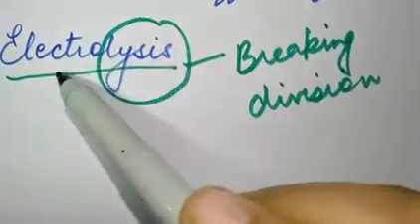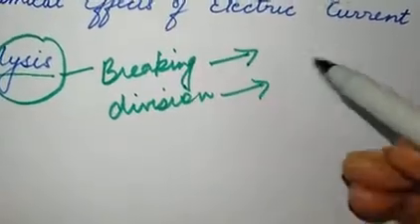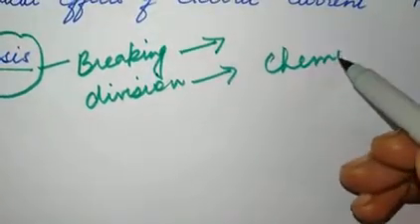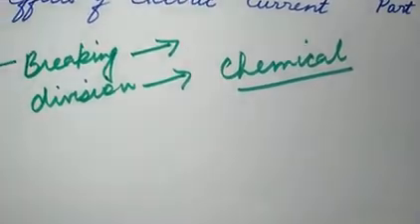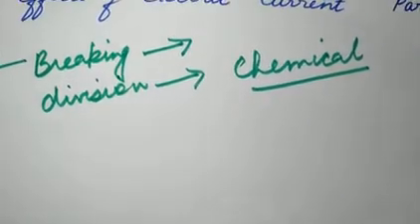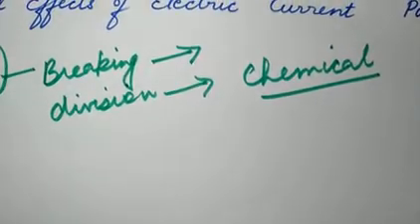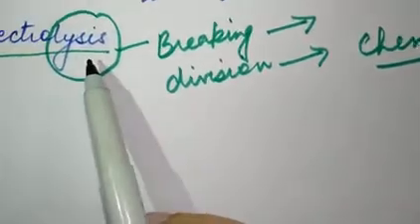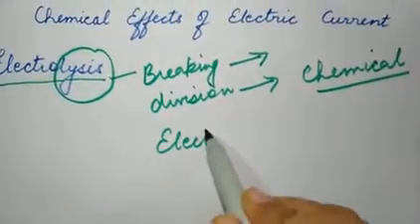Breaking with the help of electricity. Now naturally, breaking into what? Dividing into what? Naturally into the chemicals of which the electrolyte is made up. So when we pass electric current through an electrolyte, a chemical change takes place, and this chemical change is known as electrolysis. So what we are doing is we take an electrolyte.